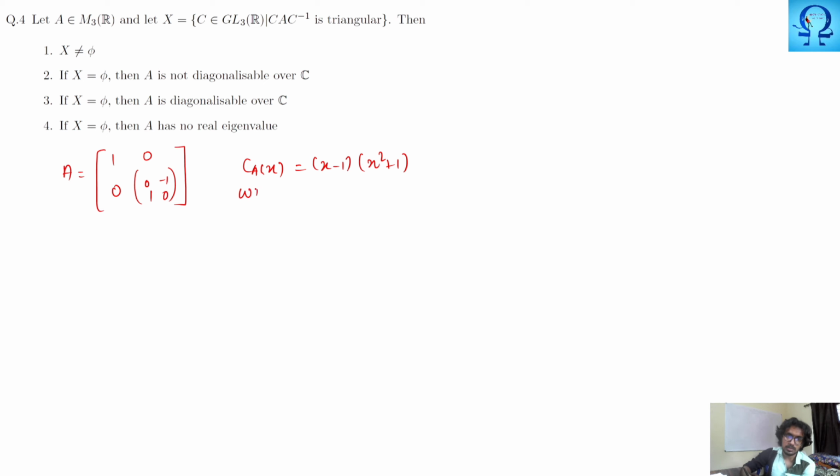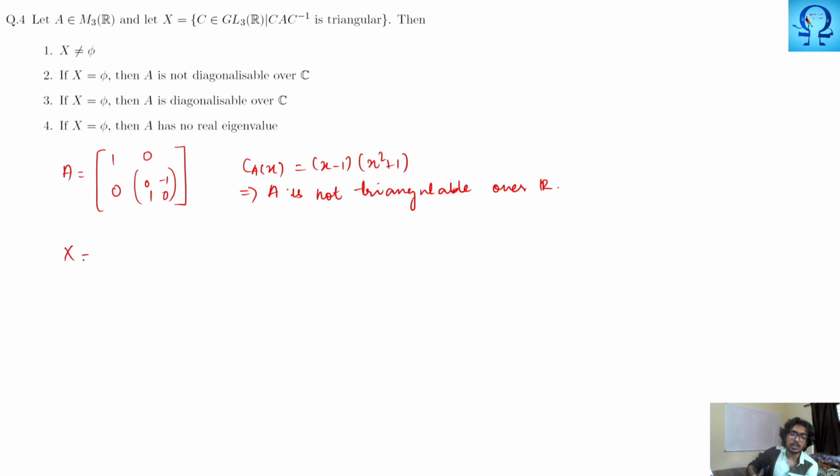So in this case A is not triangulable over R. So X can be empty as well. For no such C, whatever transformation you do, can you make this a triangular matrix over R. Hence X can be empty as well, right? So for all the other three options, they are basically assuming X is empty.